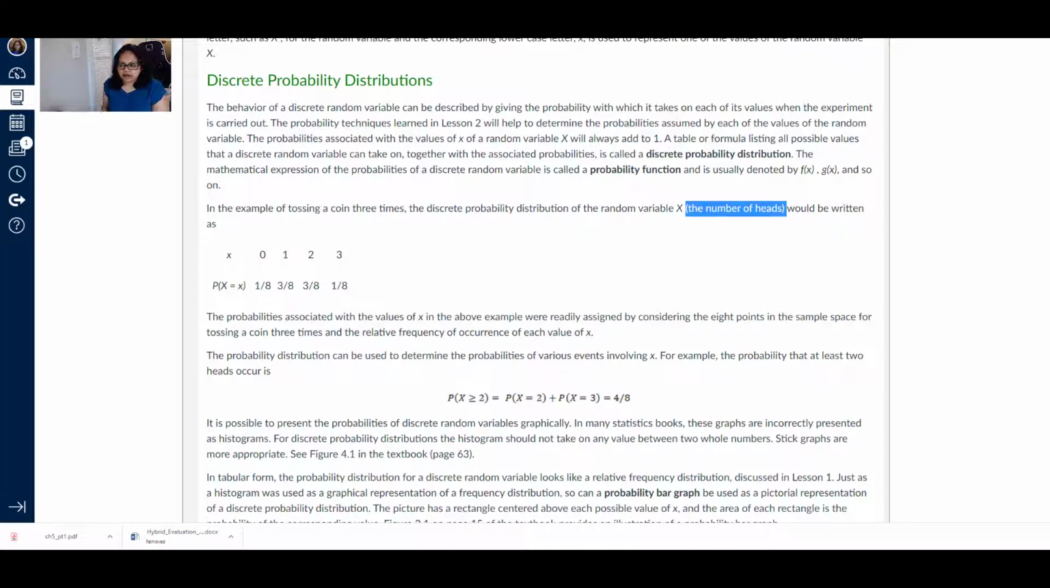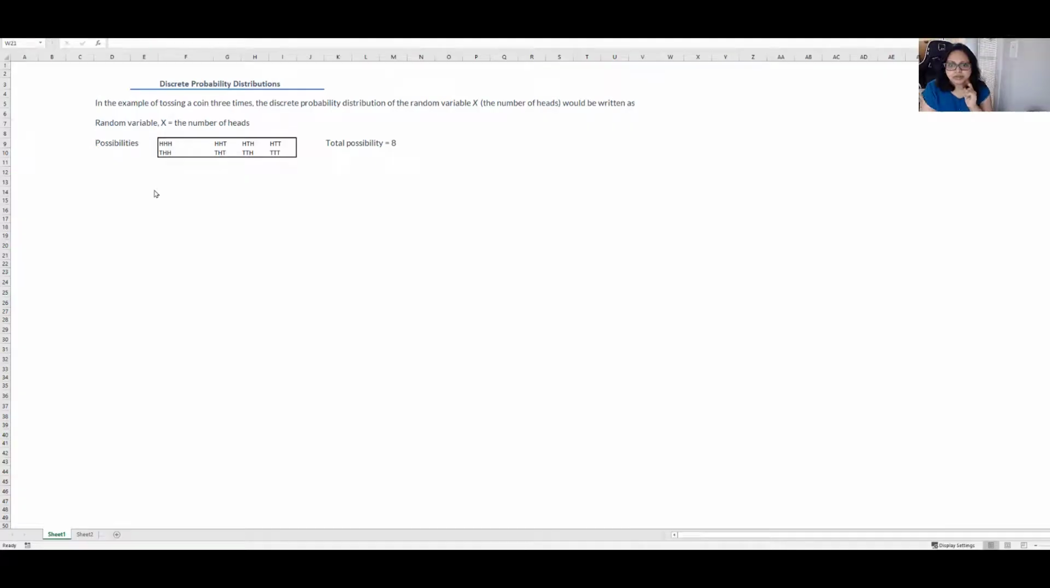So let me show you how I can create this probability distribution, given that we have three coins we threw and given that the number of heads is our discrete random variable. Over here you can see that I'm trying to find the discrete probability distribution. In the example, we have our experiment, we have our random variable. We define our random variable using a capital letter. So we say that the number of heads is our random variable.